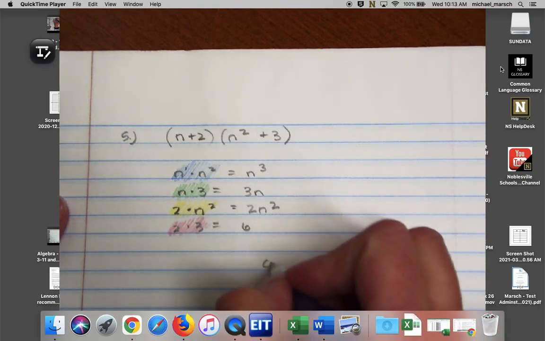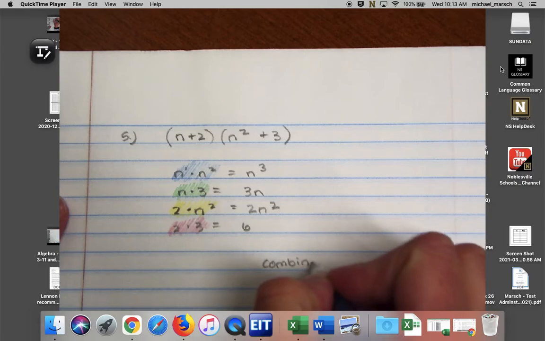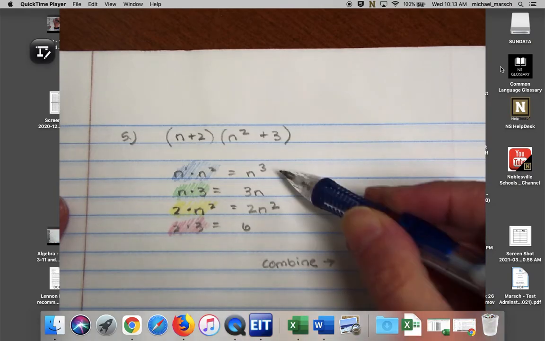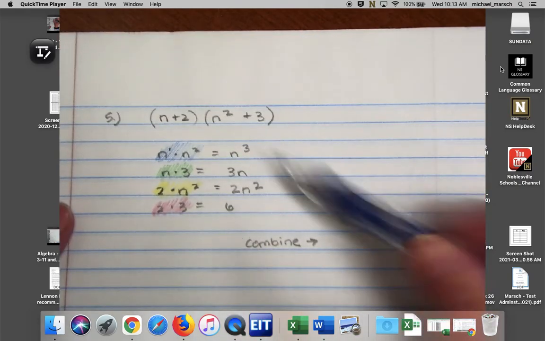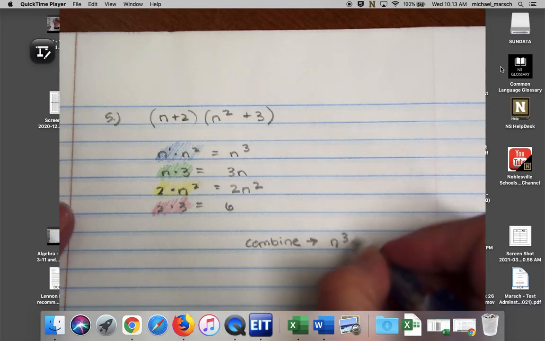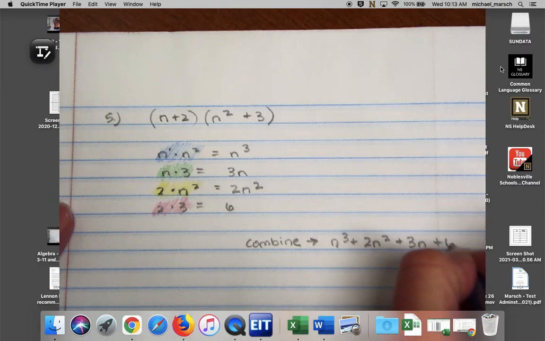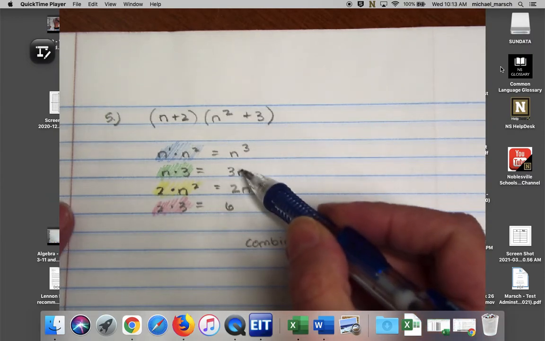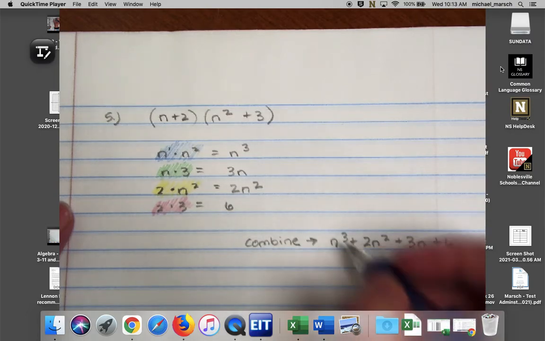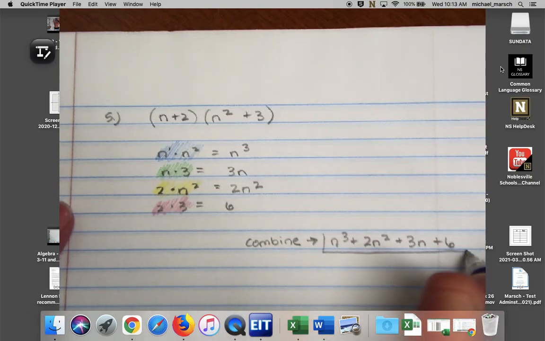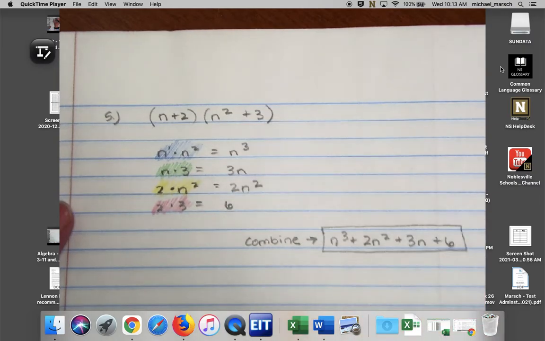So then when I combine, I'm going to get, remember, descending order for the degrees, so I'm going to get n to the third plus 2n squared plus 3n plus 6. I couldn't do anything with these because they don't have the same exponent, right? So I can't really do anything with this 3 and the 2. So they just go in descending degree order, standard form.